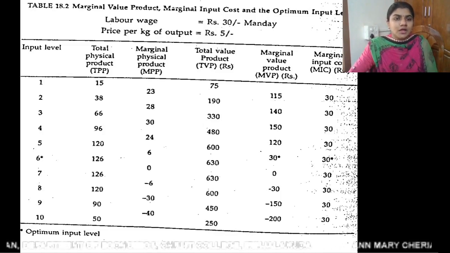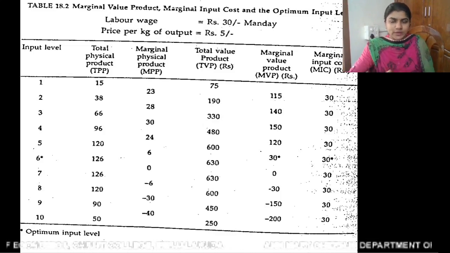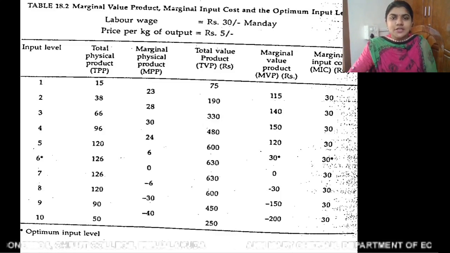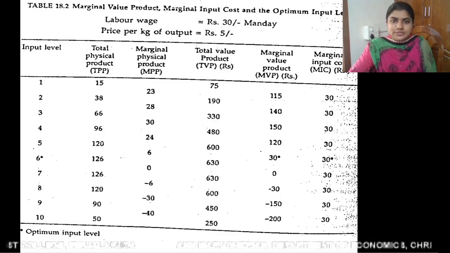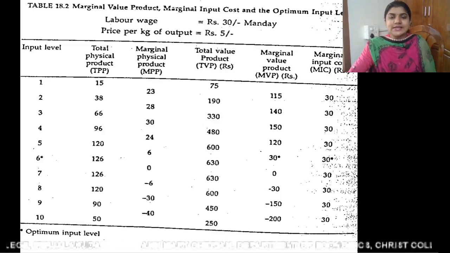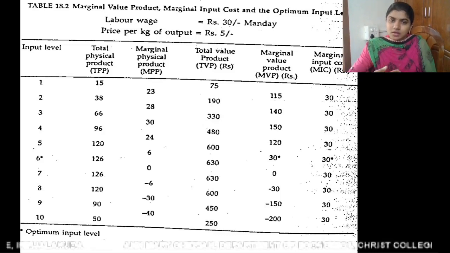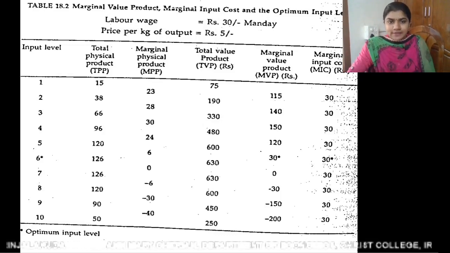Now, we have total physical product and marginal physical product, so that we have already calculated. Now we have to calculate total value product. We know that total value product is TPP into price per unit of output. That is TPP into 5 rupees is TVP. So we can easily calculate total value product.